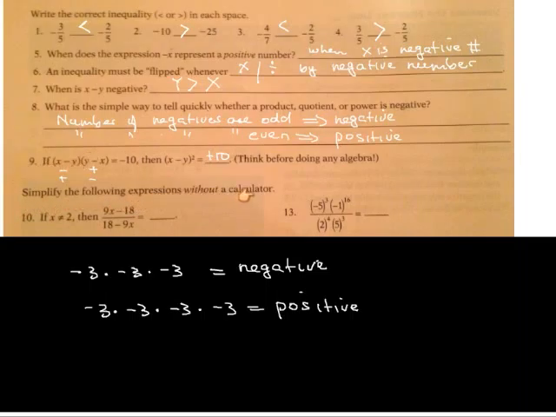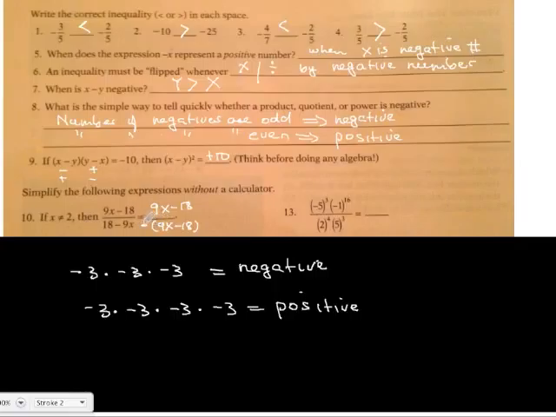Simplify the following expression without the calculator. So here we go. We can keep the top as 9x minus 18. And if we reverse the bottom and pull out a negative, you get 9x minus 18 as well.